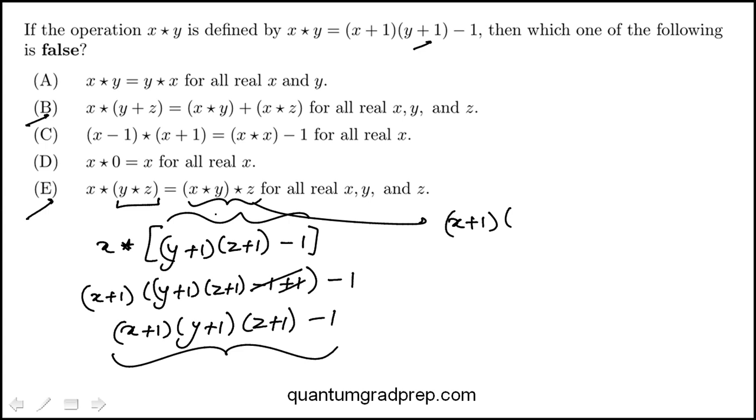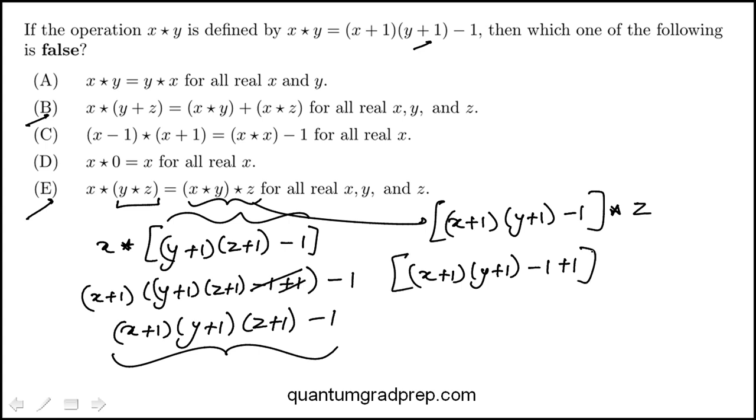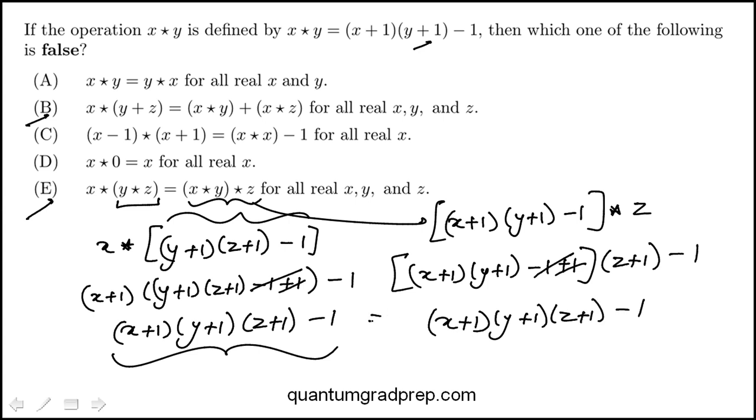So that x star y would be y plus 1 minus 1, and that becomes your x. And we have to do that operation again. X plus 1, y plus 1, minus 1, plus 1, and then z plus 1 minus 1. You can see it's becoming a mess, but fortunately it is coming out clean, and I don't have to multiply these two because these two are identical. So E is also out. So to recap, the answer is B.